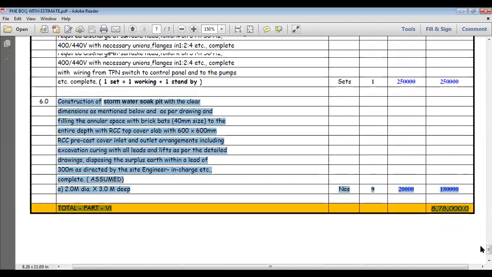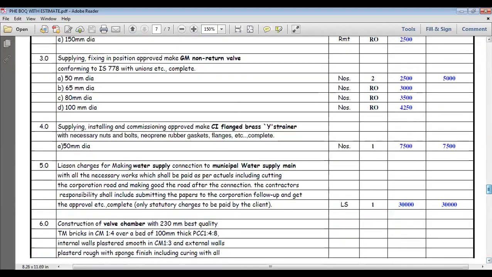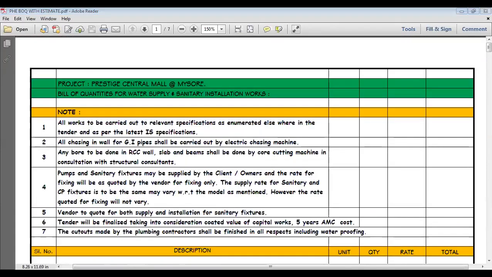Here we have another one, BOQ also is there, without rates and all. I will show that also.